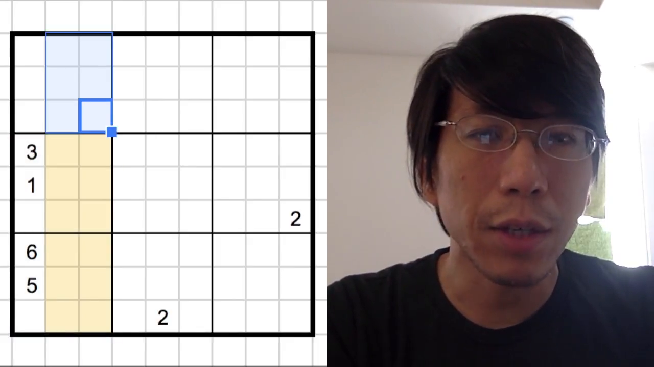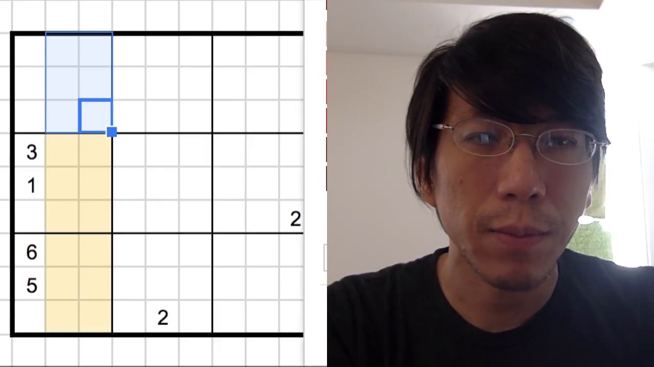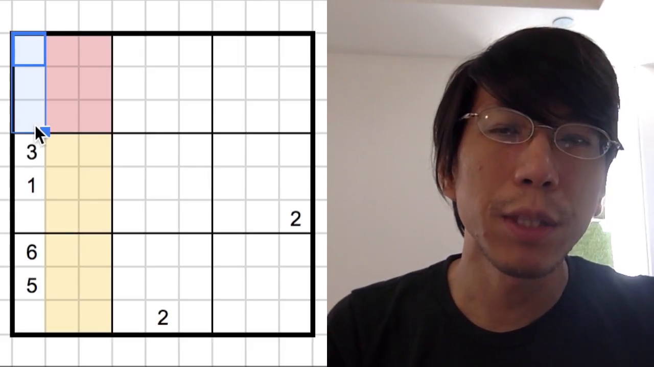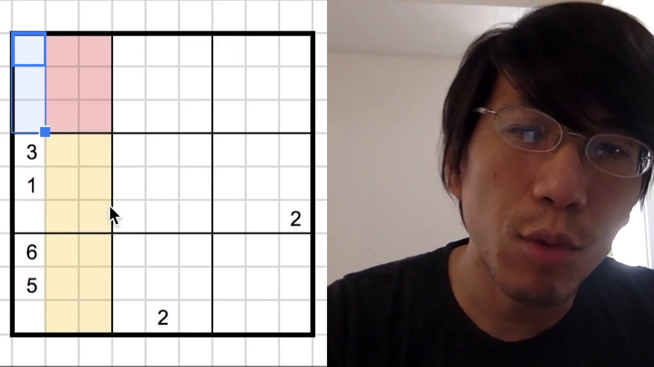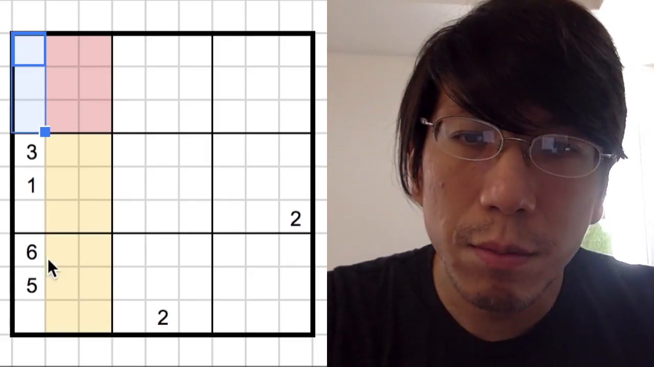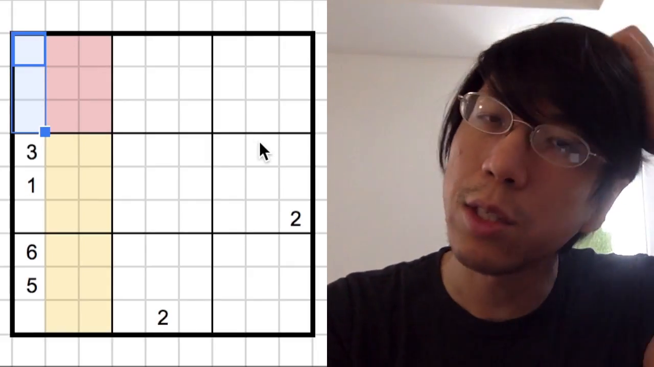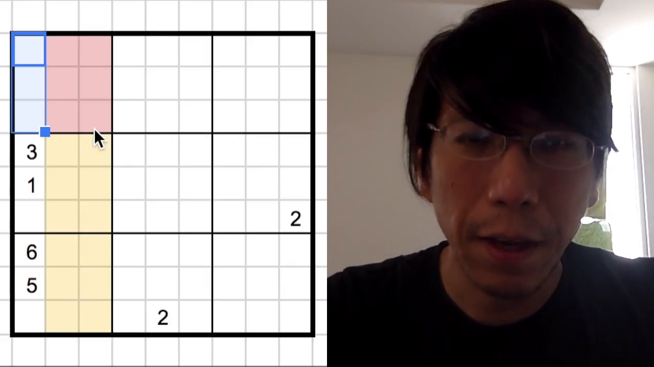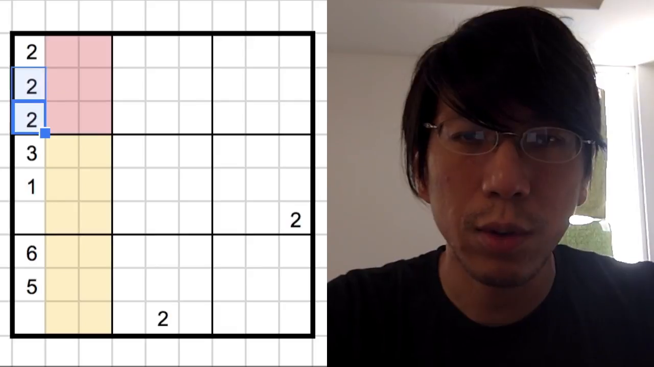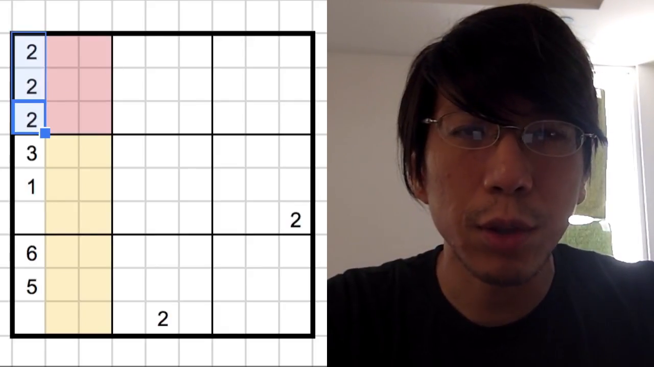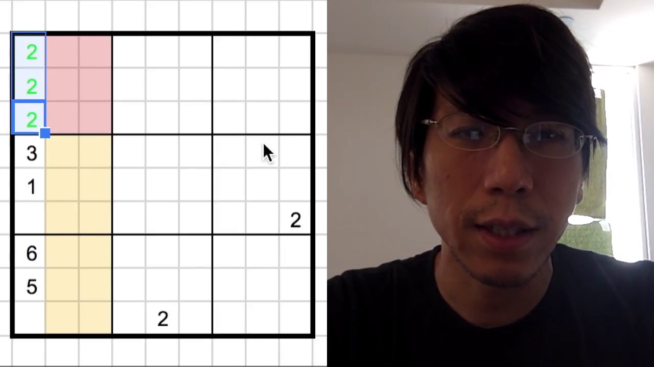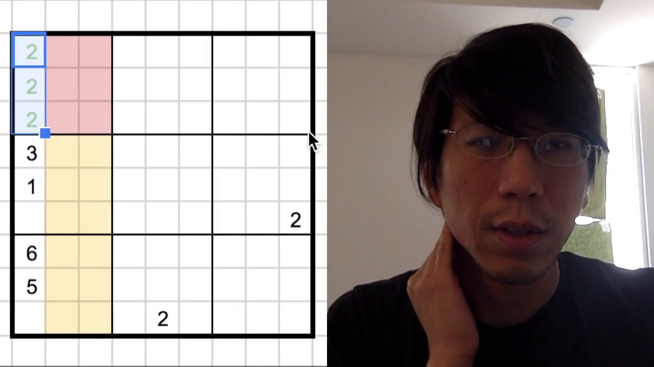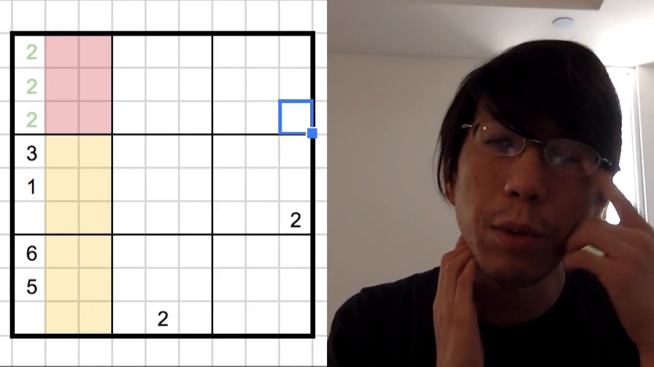So that means here you cannot have 2. Let me block it out. That gives you an indication that 2 is going to be somewhere here. In this case, it won't matter so much because it doesn't really help, but there are some cases where it does help. Let me put it down in a different color, green, to make sure to know. So this is kind of important.